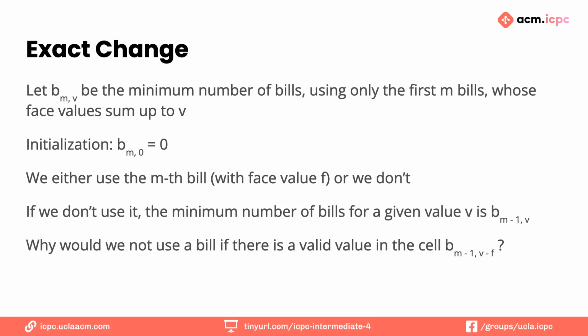However, if there is a valid value, the time that we would not use that bill is by taking the minimum of the two different answers, and that will be our solution because we're trying to minimize the number of bills. So if adding that bill is going to just increase the number of bills that you're using unnecessarily, then you can simply choose not to include it.